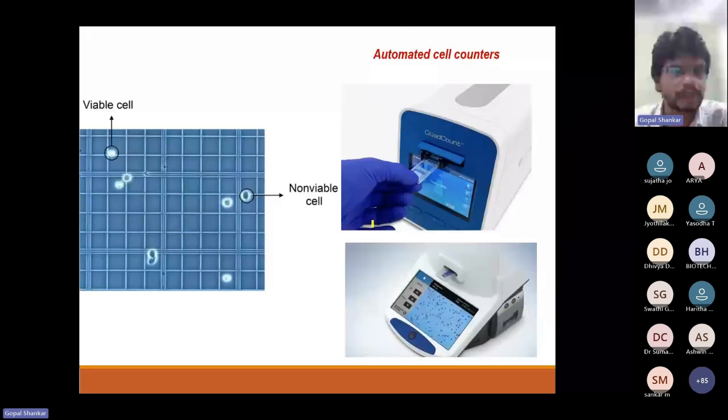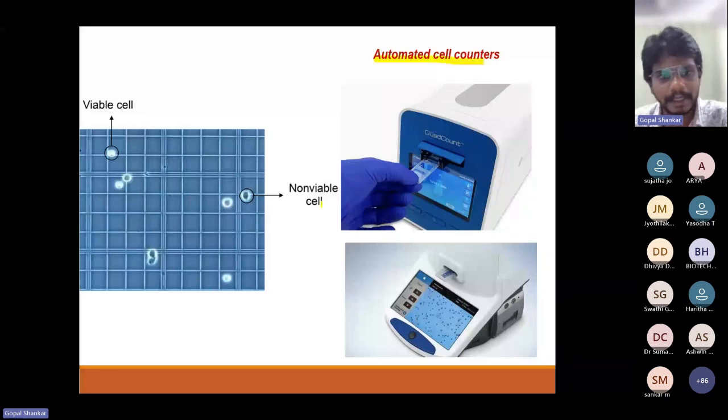And this is how it looks. So when you stain it and view it under the microscope, you see here, these are all non-viable cells because the dye has penetrated inside the cells and they become stained. And these are all viable cells. So again, this is a non-viable cell, this is a viable cell. So this is how it looks. You can do it manually, but now we have sophisticated instruments, basically called automated cell counters, that will count and give you the cell number.